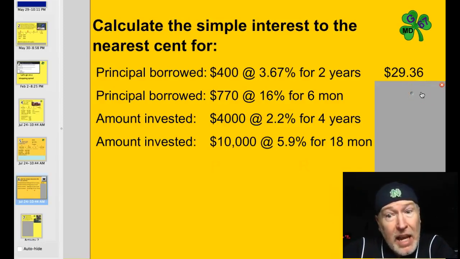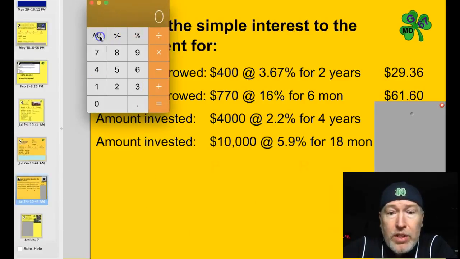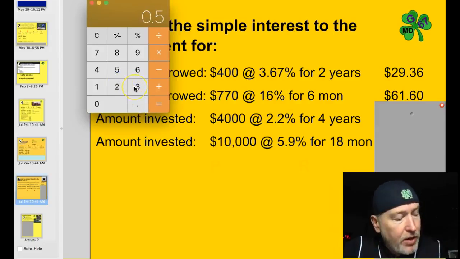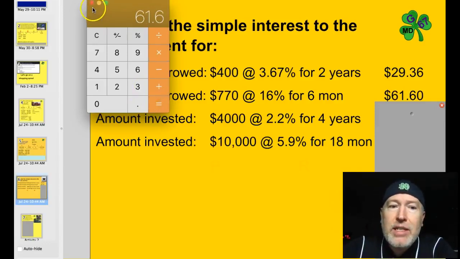If you borrowed $770 at 16% for 6 months, did you remember to put 6 months in as a fraction? Because it's half a year, right? So you have to make that into a decimal of 0.5. What? You don't get it? All right, let me do it for you real quick. So you'd put the $770. You'd multiply that times 0.16, because that's your interest rate. Times, instead of 1, you're going to put 0.5, because 6 months is half of a year. So that's how you get your $61.60.